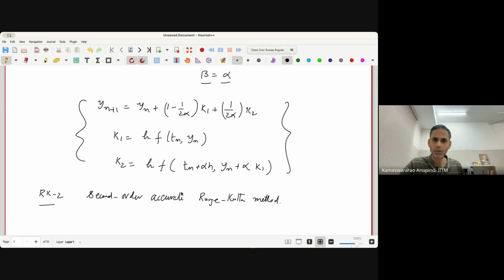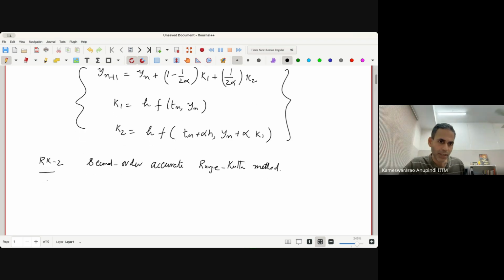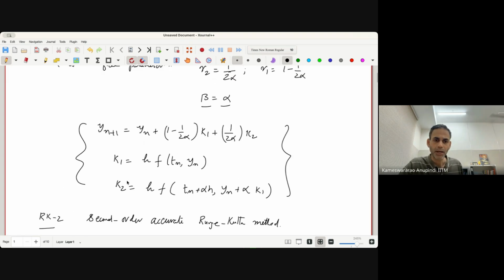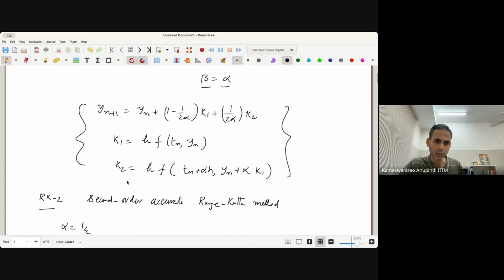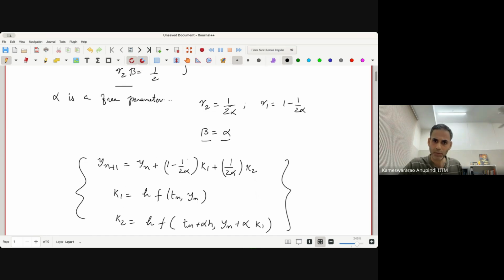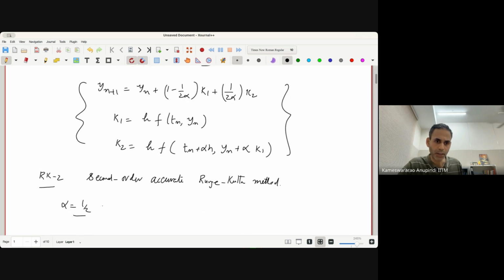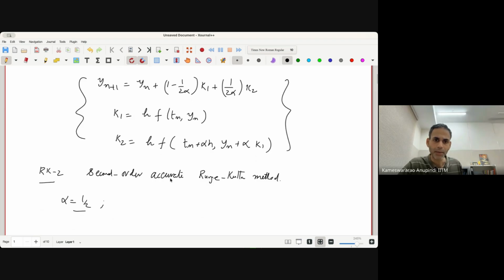In general, the value of alpha is taken to be 1/2. Most of the time it is taken to be 1/2 in a general RK2 method. The most preferred value is 1/2. In which case, of course, gamma 1 will become 0, and then only gamma 2 will survive, that is equal to 1. And this is usually written in a slightly different form in the RK2 method.